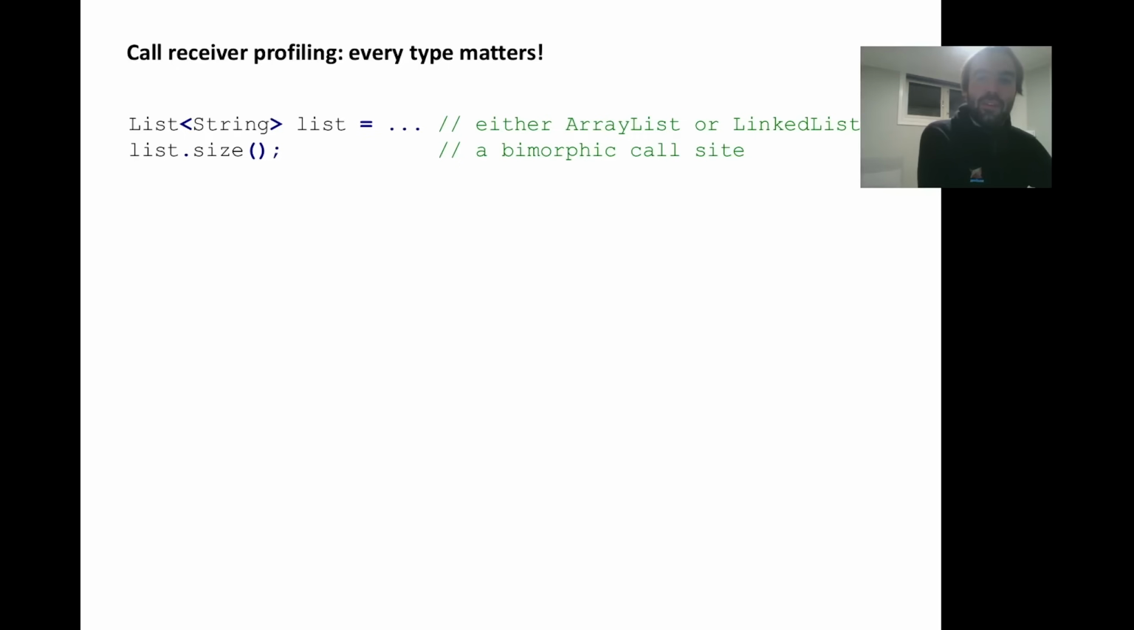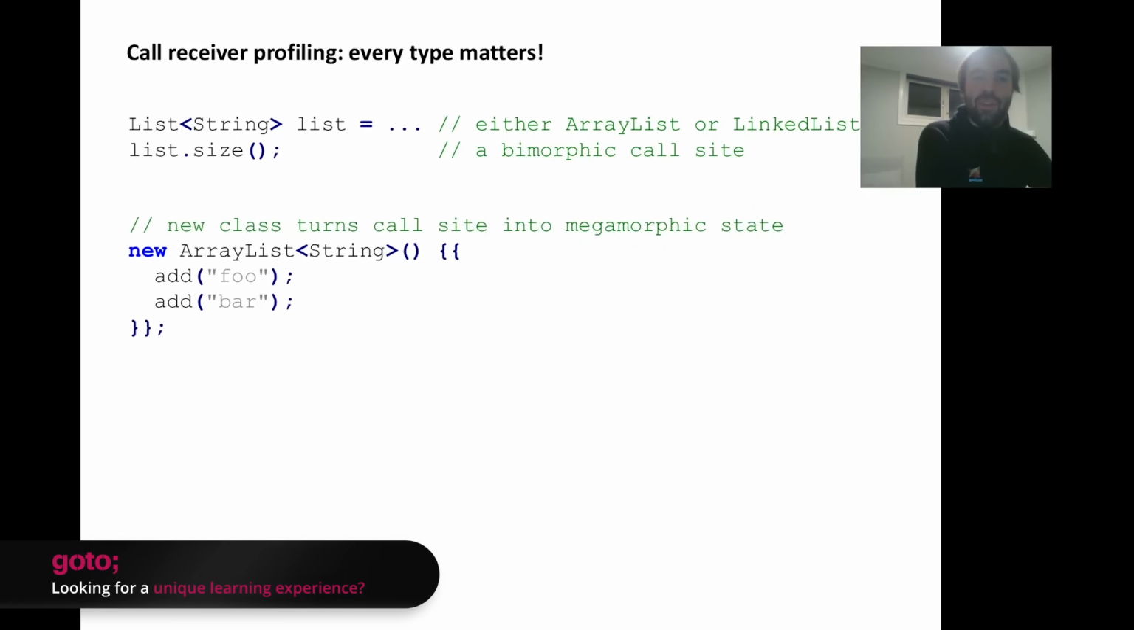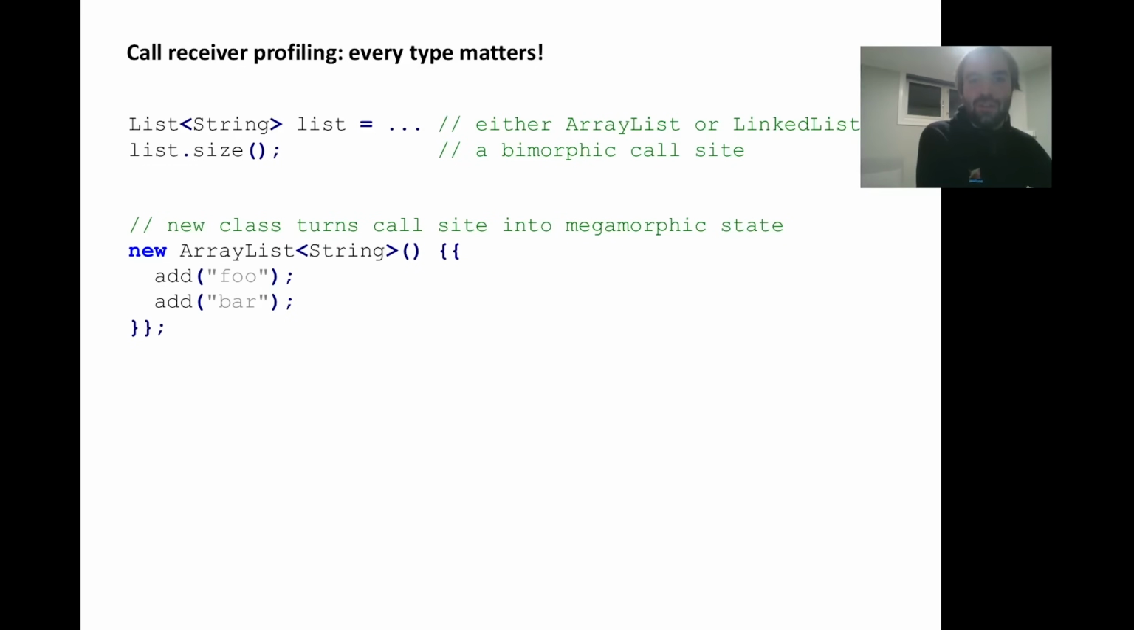Yes, and in this context, it's good to know, because this is a pattern I see a lot as well, that every type matters. So let's say you have a list and you don't know what type the list is. It might be an ArrayList or a LinkedList. Then list.size will be a bimorphic call, right? As we just learned, it can either be an ArrayList size or a LinkedList size, which have different implementations. But now people want to be brief with their code, so they use this technique called double brace initialization, where they create a constructor of a subclass of ArrayList, if you've ever seen this.